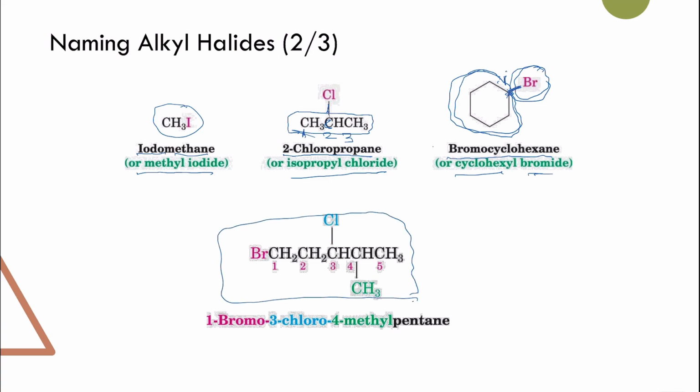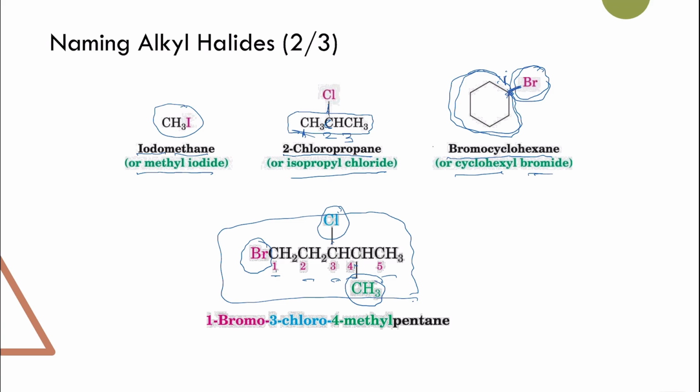There is another example here, a compound like this. Again, let's look at the longest chain of carbon atoms. The longest chain has 5 carbon atoms. We have the bromo group attached to carbon number 1, chloro attached to carbon number 3, and the methyl group attached to carbon number 4.